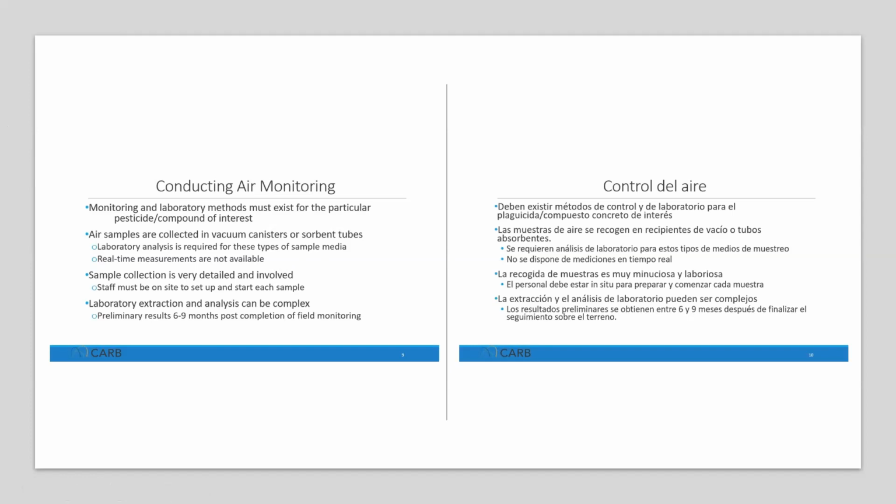For sample collection, staff have to be on site to collect each and every sample. Usually we run these samples for 24 hours, and someone has to be there to set up and also to pick up on time. The laboratory extraction and analysis can be complex. Right now, results can take 6 to 9 months to be released after monitoring is completed.